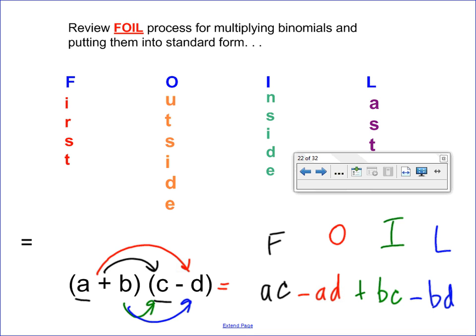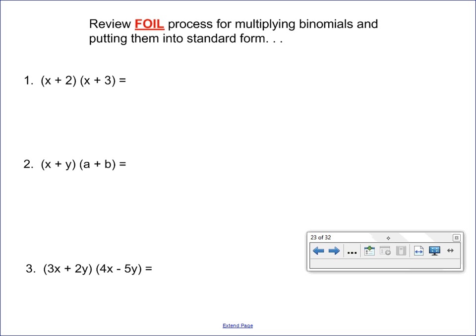So there's my FOIL, right? We're going to use that as you multiply two binomials together. We know how to multiply x plus 2 times x plus 3. We can use our FOIL process to remind us how to do that. So here we go, x times x. My f would be x squared. X times plus 3 is plus 3x. I would be plus 2 times x is plus 2x. And then lastly, plus 2 times plus 3 would be plus 6.